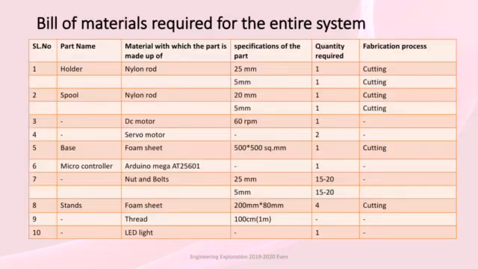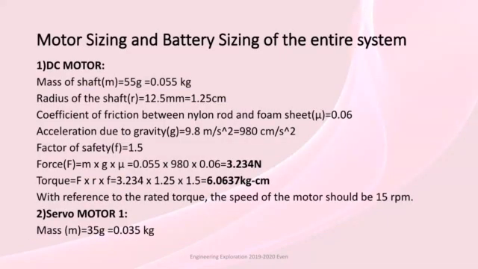Here is the bill of materials required for the entire system. The first column is serial number, second part's name, third material with which the part is made up of, next is specification of the part, next quantity required, next fabrication process. For our project, nylon rod, DC motor, servo motor, foam sheet, Arduino, nut and bolts, thread and LED light are required. Now let us see the motor sizing and battery sizing of the entire system.